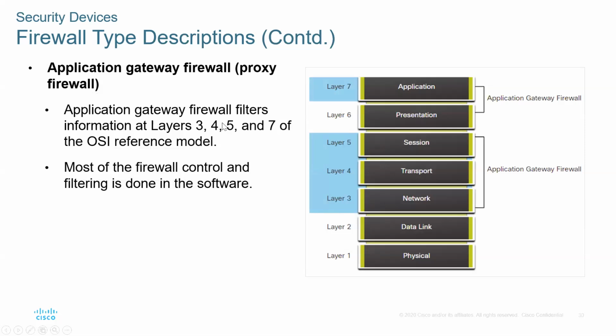So that's what you see here, an application gateway firewall or a proxy firewall. What that's going to do is filter information based on layers 3, 4, 5, and then also up here at the layer 7.